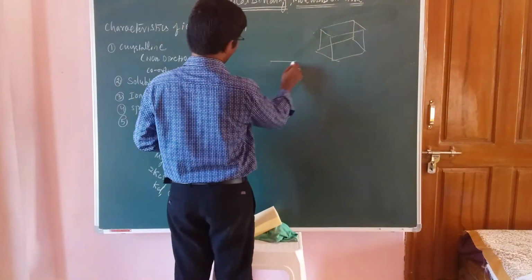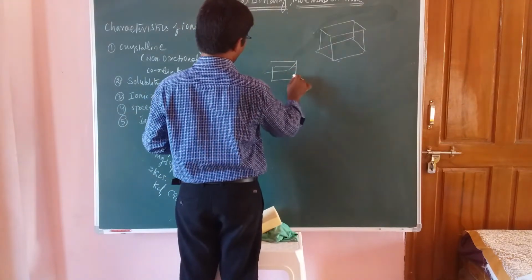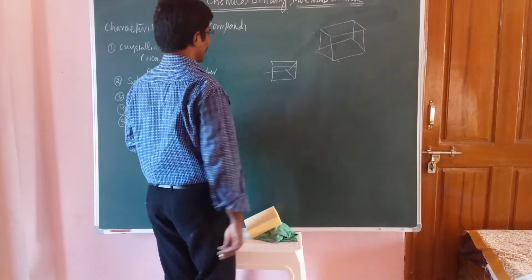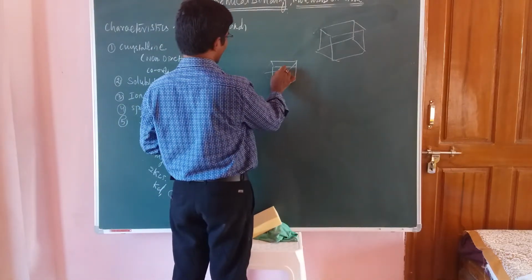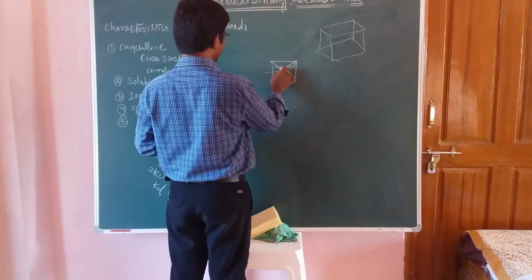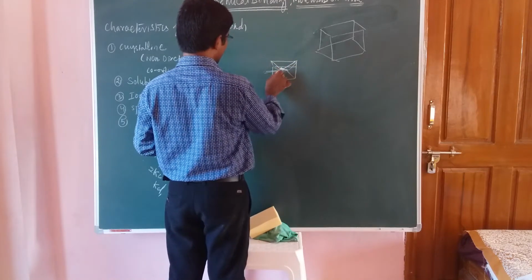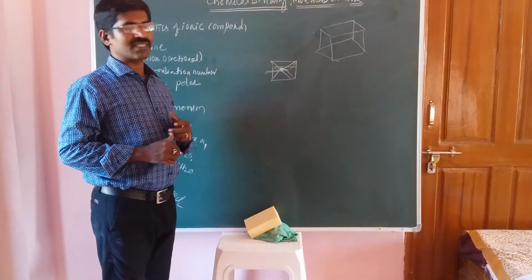So this is a very important concept. These are the ionic bond formation. In the central place, cation is surrounded by anion and anion by cation like that. Each and every ion is surrounded by others, crystalline in nature.